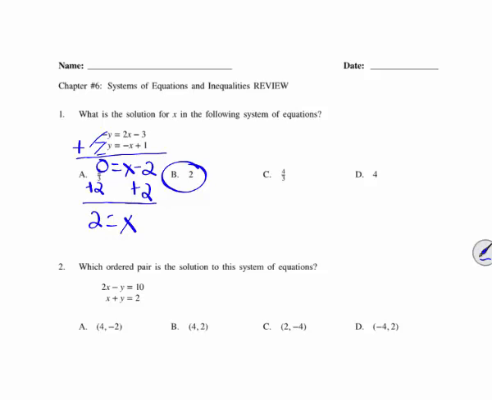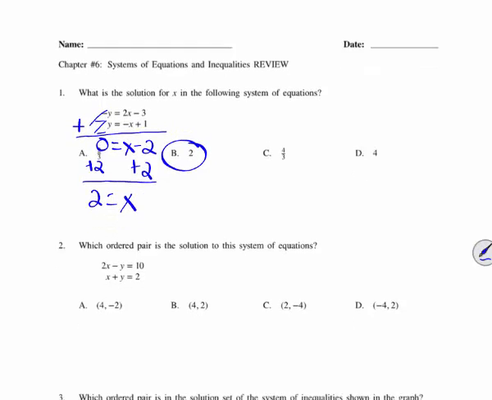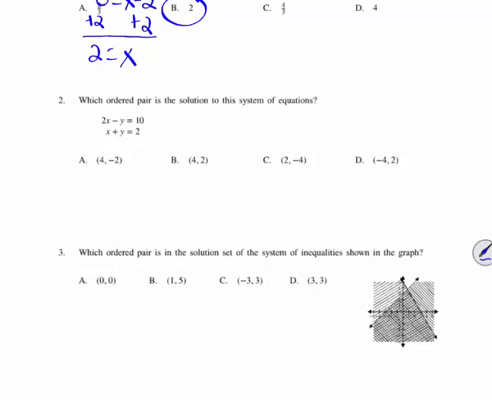Next problem, which ordered pair is the solution to the equations? So again, I can solve it whichever way I want, substitution or elimination. But when I look at the problem and I see that my y's are already opposites of each other, that makes it a little easier. So I'm going to go through and just add them together. I don't have to do any other multiplying or moving around or anything. So add them together, 2x plus x is 3x. Y's cancel, 10 plus 2 is 12. Divide both sides by 3, so we're getting x equals 4.